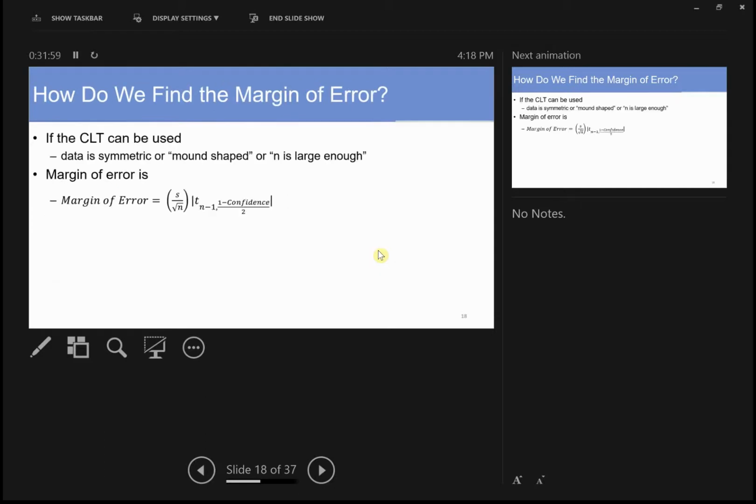So how do we find the margin of error? Here's our formula now. And we said that on the final you're allowed to bring a little cheat sheet, a paper with formulas, so this is not actually a bad formula to have. So let's make a little table, okay? Here we'll put, is sigma known? Yes, no.